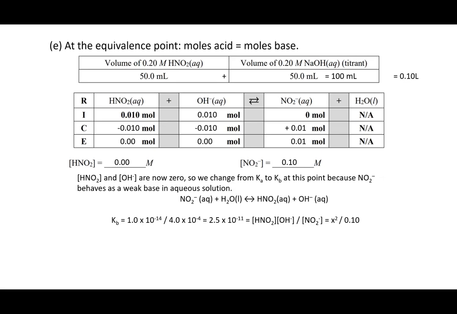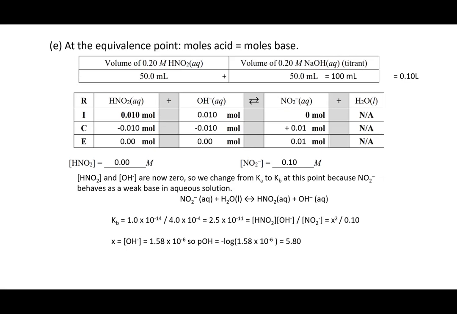Now, what does that equal? Well, if you look at the reaction that we've just written, it would be the concentration of HNO2 times the concentration of OH minus divided by the concentration of NO2 minus. And since NO2 minus is acting as a base, there's going to be some dissociation going on. We don't know how much, so we write X. So I have X times X divided by 0.1. X is equal to the OH minus concentration.